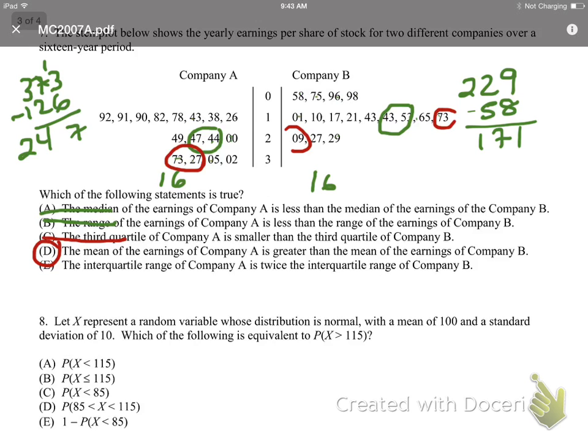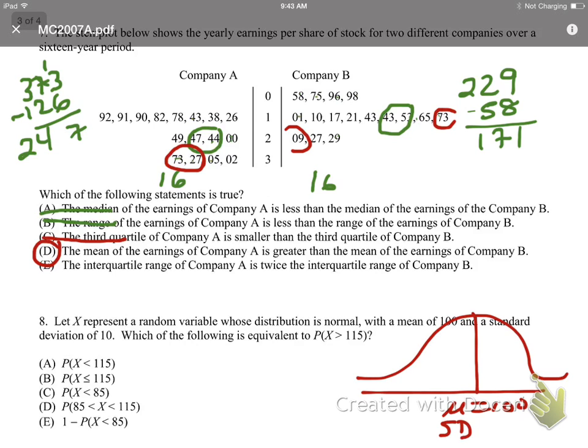A random variable with a mean of 100 and a standard deviation of 10, which of the following is equivalent to x is greater than 115? Okay, so I'm going to draw my normal curve, and I get mu is equal to 100. My standard deviation is 15, and here is 115, and we're talking about here. What do you see? That's 1.5 standard deviations. So if I was to go 1.5 here, that's 85, and if I was to shade below, because remember, the curves are symmetric, these two areas have the same values, and so that's going to be x is less than 85, which is C.